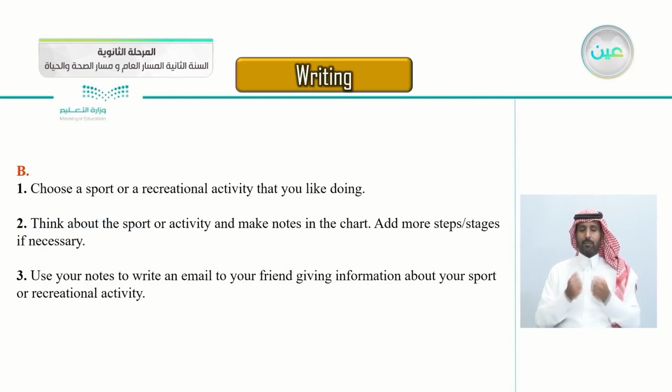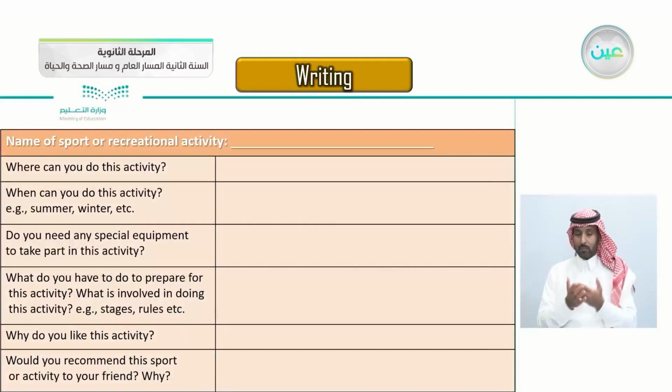Exercise B here. Choose a sport or a recreational activity that you like doing. Think about the sport or activity and make notes in the chart. Add more steps or stages if necessary. Use your notes to write an email to your friend giving information about your sport or recreational activity. So this is the chart.